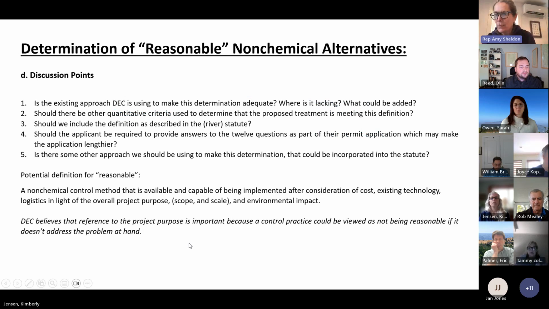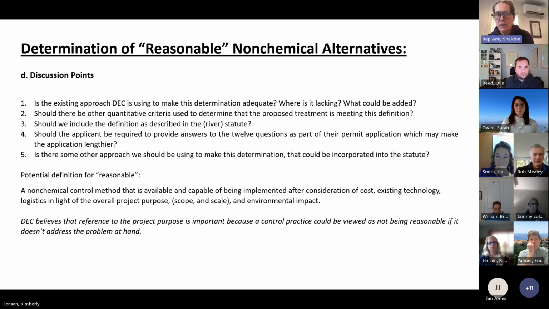Can I ask a question? Of course. I noticed Hannah's with us, and it would be helpful to me if she could, where it's relevant, maybe provide the legal context. Has there ever been litigation over the use of reasonable in this section of statute?